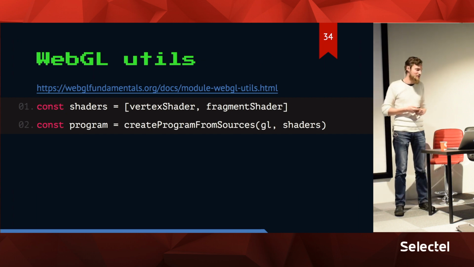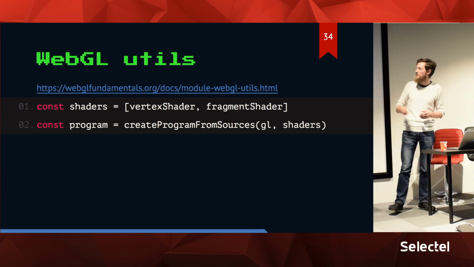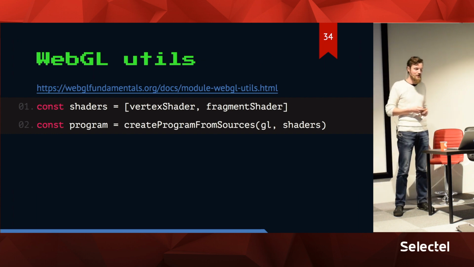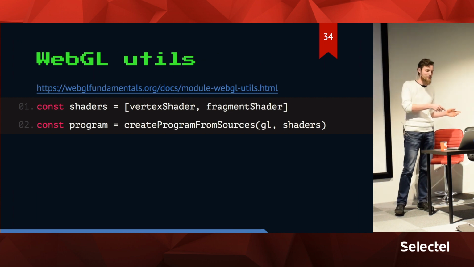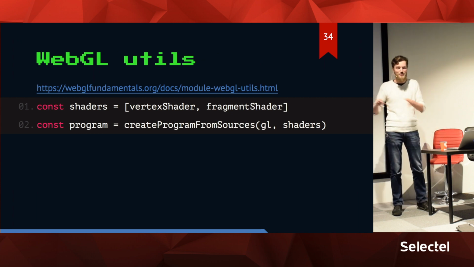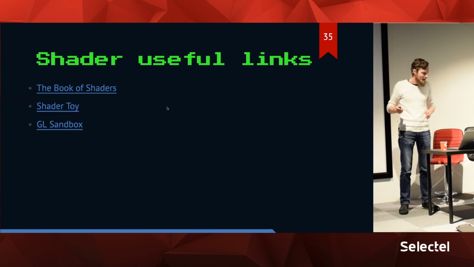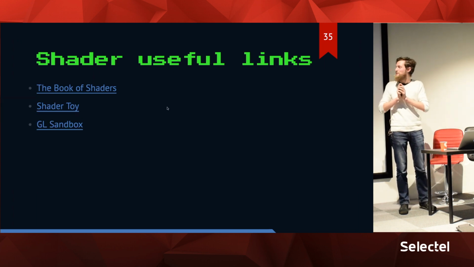To make this program, you need only two shaders: vertex shaders and fragment shaders. We will only look into fragment shaders. Vertex shaders you just copy, without learning how they work. You don't need it. And what about useful links for shaders?